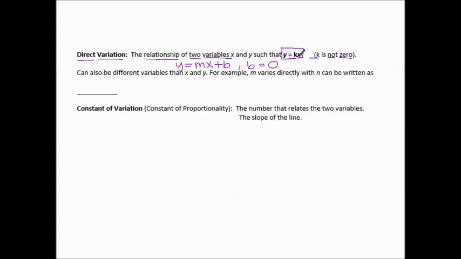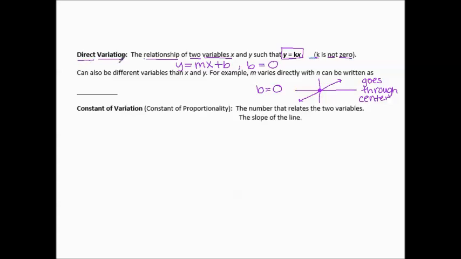That's why you see we only have two letters here. My m and my k are the same. We just write it a little bit differently when we talk about direct variation, because b is equal to 0. If I draw this on a graph, notice my y-intercept is 0. This graph goes through the center. It goes through the center because b is equal to 0. That is our direct variation.